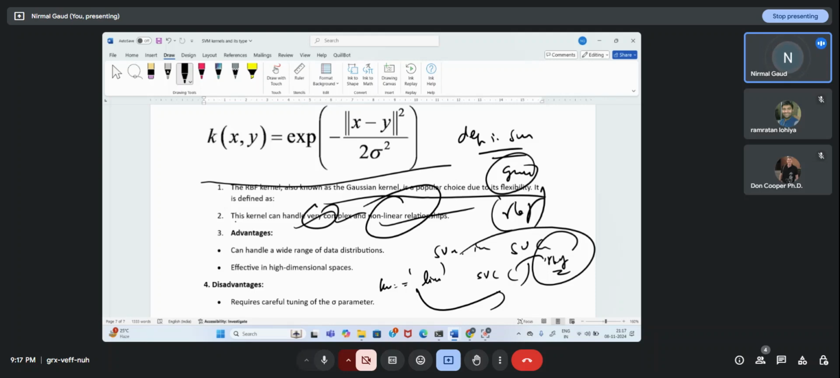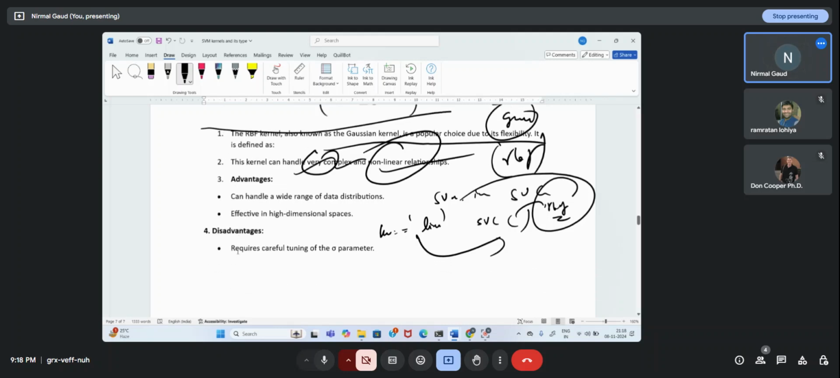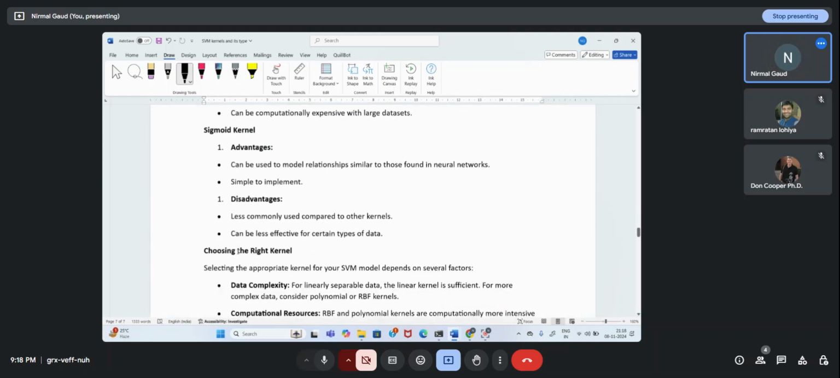Okay, got it. Linear is simple in nature. Sigmoid is used to model relationships similar to those found in a neural network. If the distribution of data is something like what we have seen in neural networks, and in machine learning too, logistic regression is based upon sigmoid only. It depends upon the data, how it is distributed.